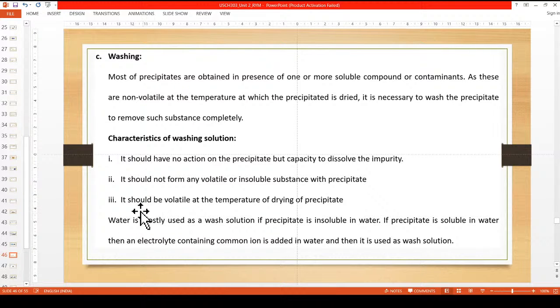Then it should be volatile at the temperature of drying. अगर आप लोगों का precipitate stable रहेगा तो you can dry it above 100 degrees Celsius also. If your precipitate decomposes early, then you will use some volatile washing solution. Like if your precipitate is decomposing by 80 degrees Celsius, then you can use acetone or those solvents for washing. Okay, but many a times water is preferred for this if the precipitate is insoluble in water.